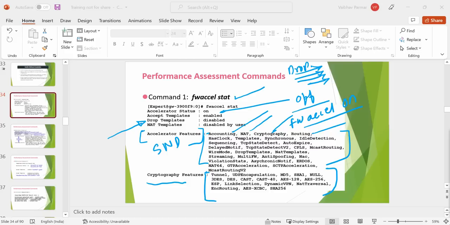I have a separate video on how the drop template works and everything. I will forward a link. Just look into that because it's again a deep topic. If you watch that video, it will save our time here and you will understand what a drop template is. It's just a feature we use when we are under DoS attacks or something like that.